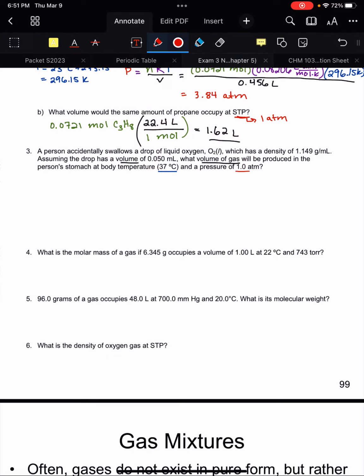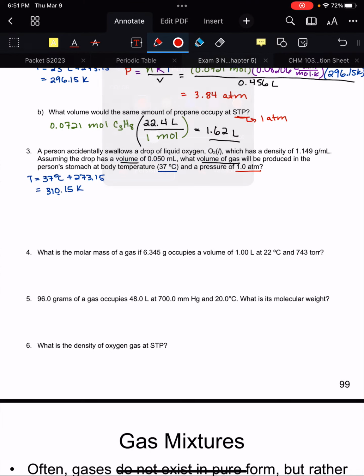and a certain pressure? So it looks like we definitely have at least two of our variables. We know temperature is 37 degrees C. We know that we're going to convert that to Kelvin. So the temperature will be 310.15 K.